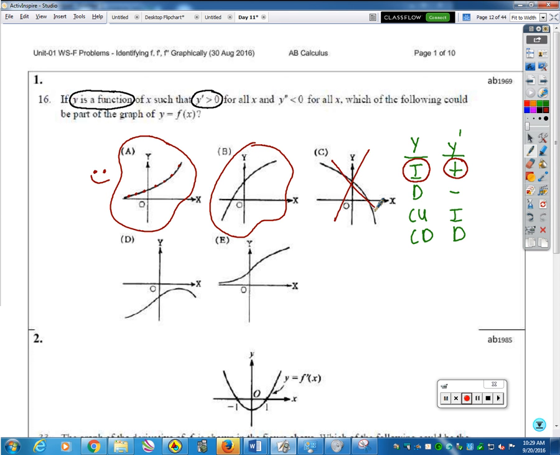D. Increasing and decreasing, so that one's gone. How about E, Lexi? Increasing. We have a question so far. Oh, please, Sarah.